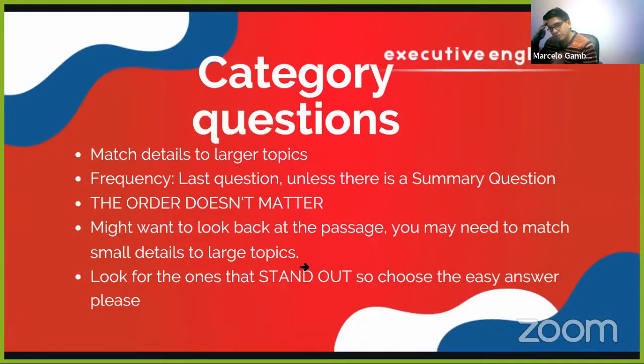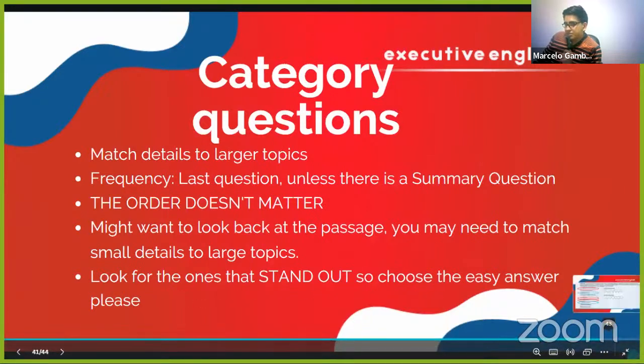Then we have the category question. As we said, we have this type of question at the end. If you don't have the summary question, you are going to have the category question. It has much detail, larger topics, frequency, and it is the last question unless there's a summary question. The order does not matter. You might want to look back at the passage. You may need to match small details to a large topic. For the ones that stand out, choose the easy answer, please.